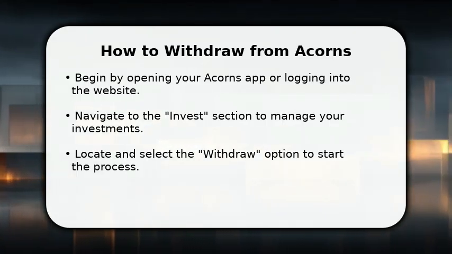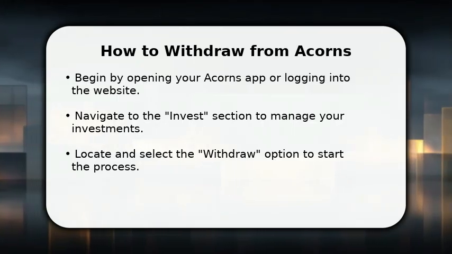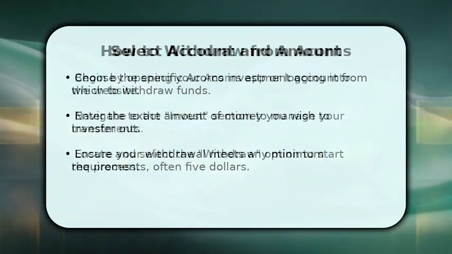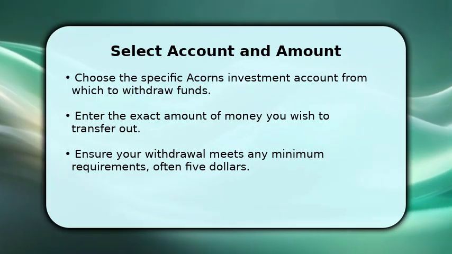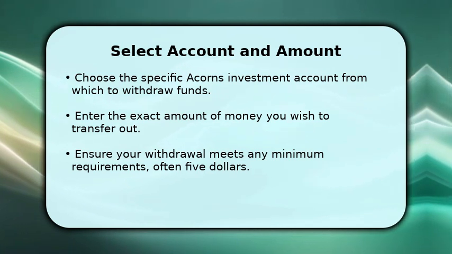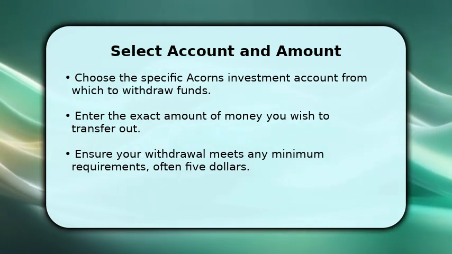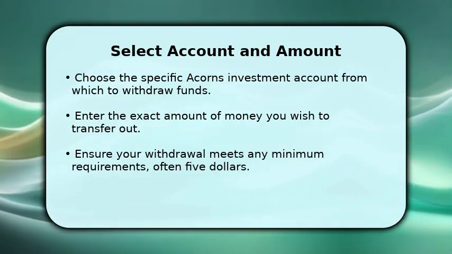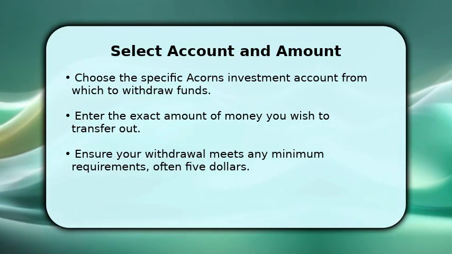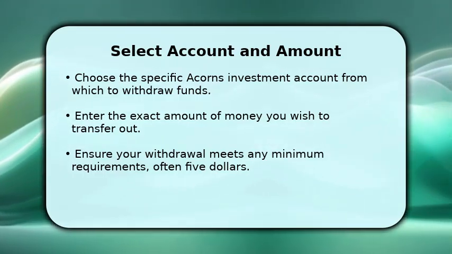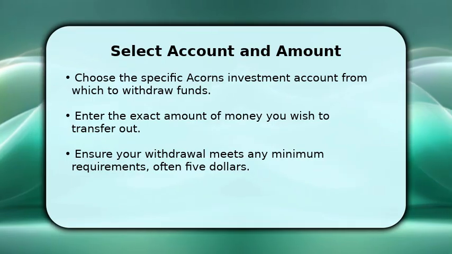Look for the Withdraw button, which is usually clearly visible, and tap or click on it to begin your withdrawal request. Next, you will need to select which of your Acorns investment accounts you want to withdraw from. After choosing the account, carefully enter the precise amount of money you wish to transfer. Remember, there might be a minimum withdrawal amount, typically around $5, so make sure your request meets this threshold before proceeding to the next step.